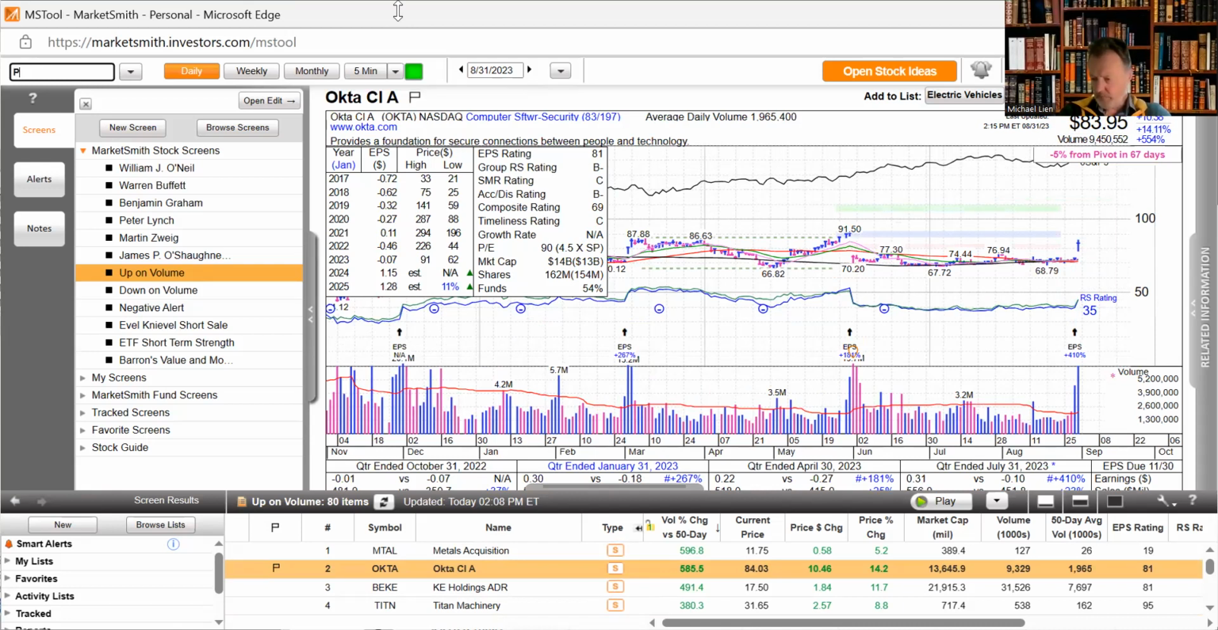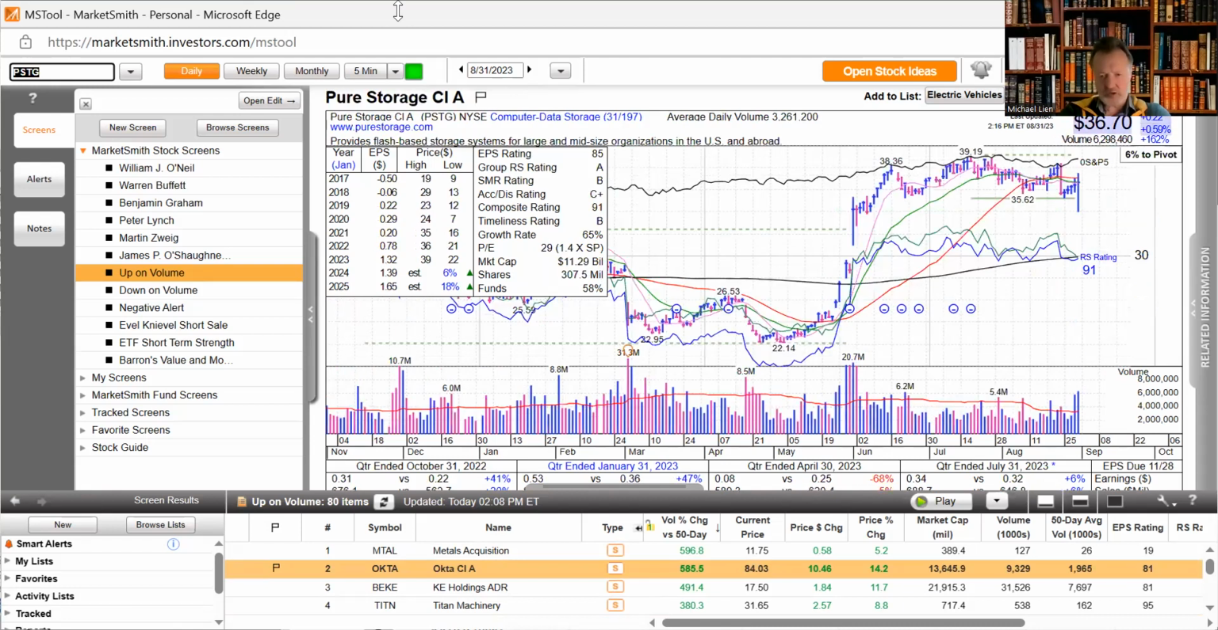Pure Storage, quarter two adjusted EPS, 34 cents versus 28 cents. Initially sold off and got a lot of buying coming back into it, even though their earnings are only up 6%. That's a 23% earnings surprise. And Salesforce, we looked at that yesterday.